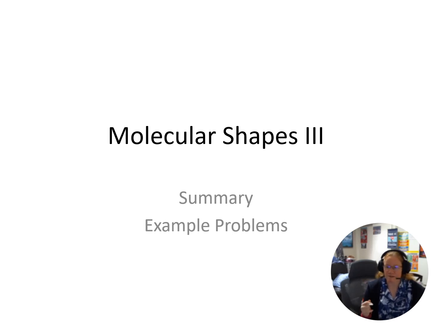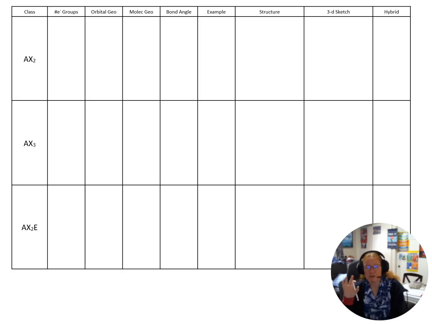Let's summarize what we just did and try some examples. All right, so on the next 4 slides, we're just going to put together a summary of our various different geometries. Now, you'll notice that there's a column here I have for hybrid. This is for our hybrid orbitals.